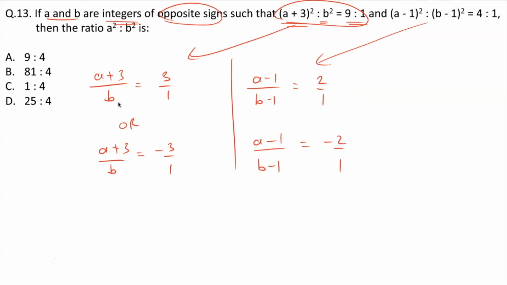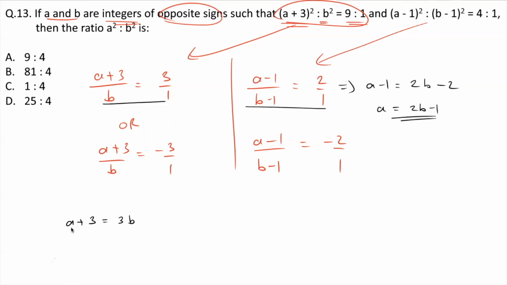So let's take the first case, guys, when we combine these two conditions. We basically get a + 3 = 3b. And the second condition from here will be a - 1 = 2b - 2. So in this, we will get a = 2b - 1, which we can put in the first equation. So in place of a, we will put 2b - 1, right? So we are going to get 2b - 1 + 3 = 3b. That gives me the value of b as 2.